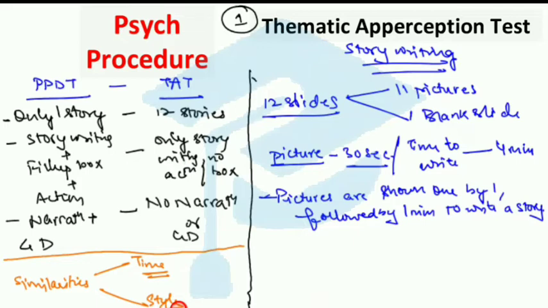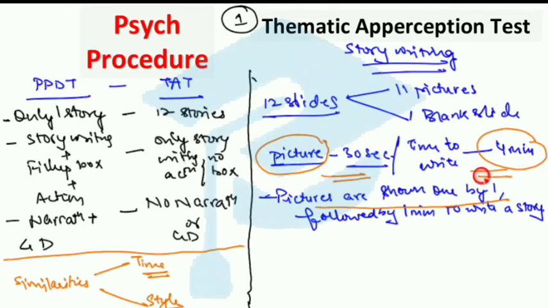Now, if you would have read, pictures are shown one by one. One picture is shown for 30 seconds. Time to write is 4 minutes. So if you would have noticed these things, first 30 seconds to see a picture, then 4 minutes to write. Into 12. This process is followed 12 times.